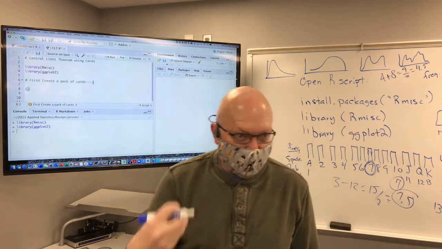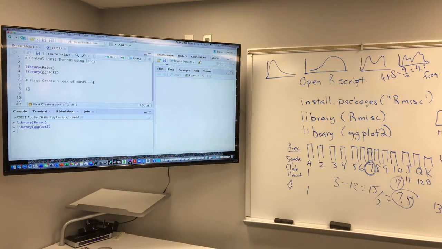Draw samples from those populations. Calculate the means of those samples. Save those means, plot those means in a frequency histogram. It will start to look like a normal curve, as if by magic.